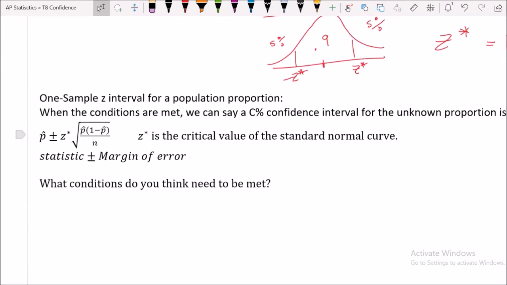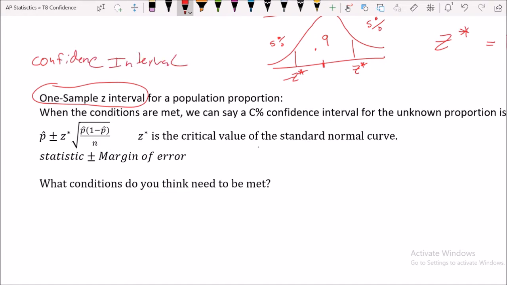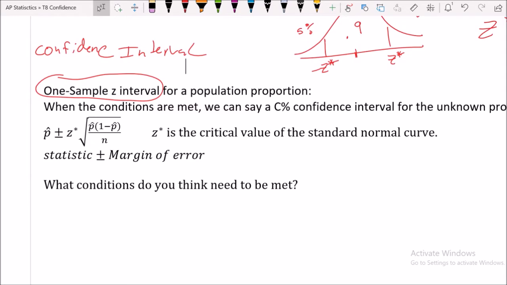Okay, so here's our definition for how to calculate a one sample z interval, and that is a confidence interval, by the way. Don't get caught up in the language on this. This is how we do a confidence interval for a proportion. It's just that it's called a one sample z interval. And so guys, here it is down here. This is exactly what we learned just earlier now and in the last class.